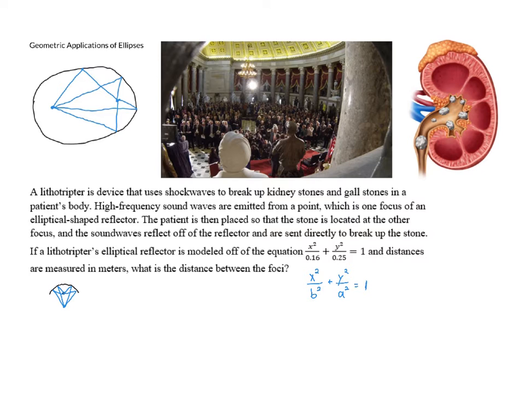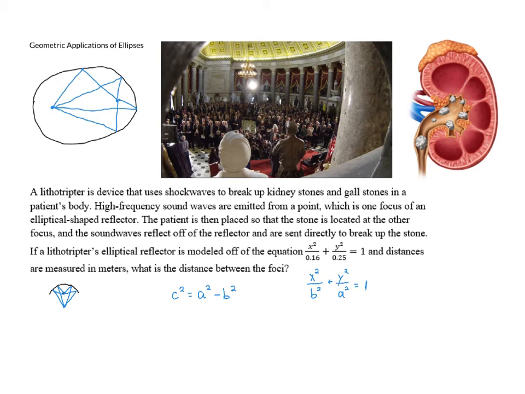That's going to be the distance between the part of the device that sends out the sound waves and the place where the kidney stone or gallstone is located. So that corresponds to that distance. And we know that the distance between the foci is given by 2c. So first we need to find the value of c, and then from there we can find 2c, and that is our distance. Now remember that the relationship here is that c squared is equal to a squared minus b squared.